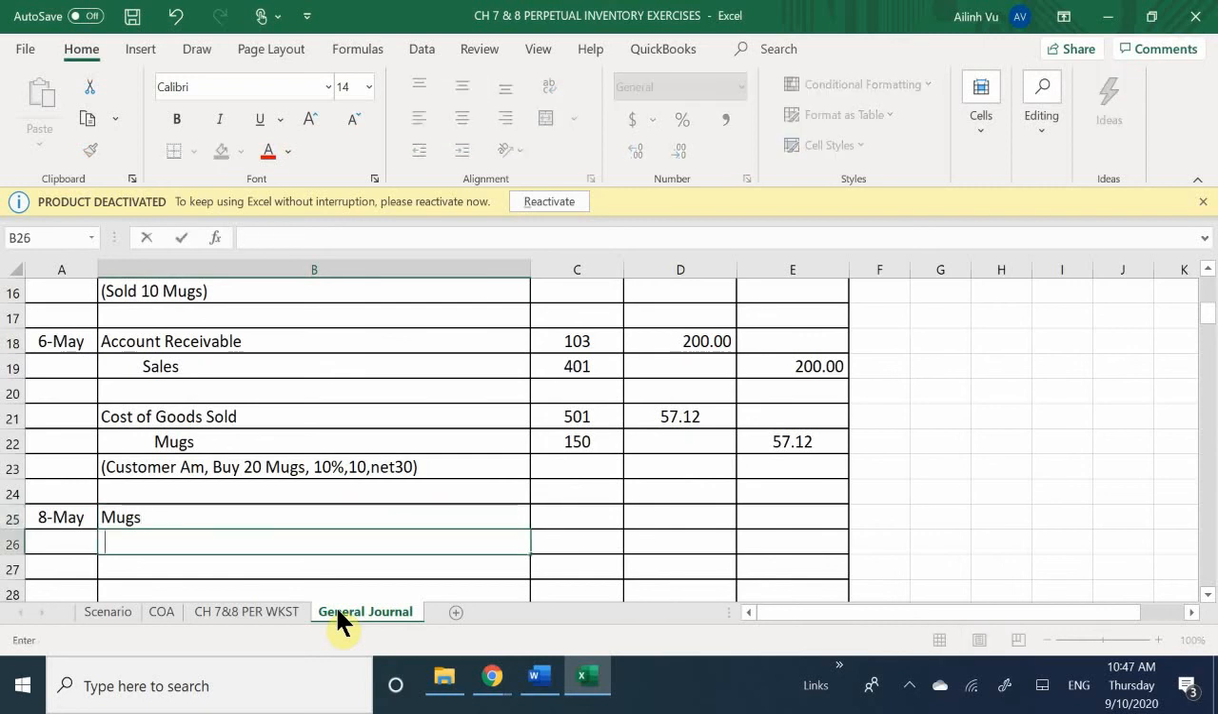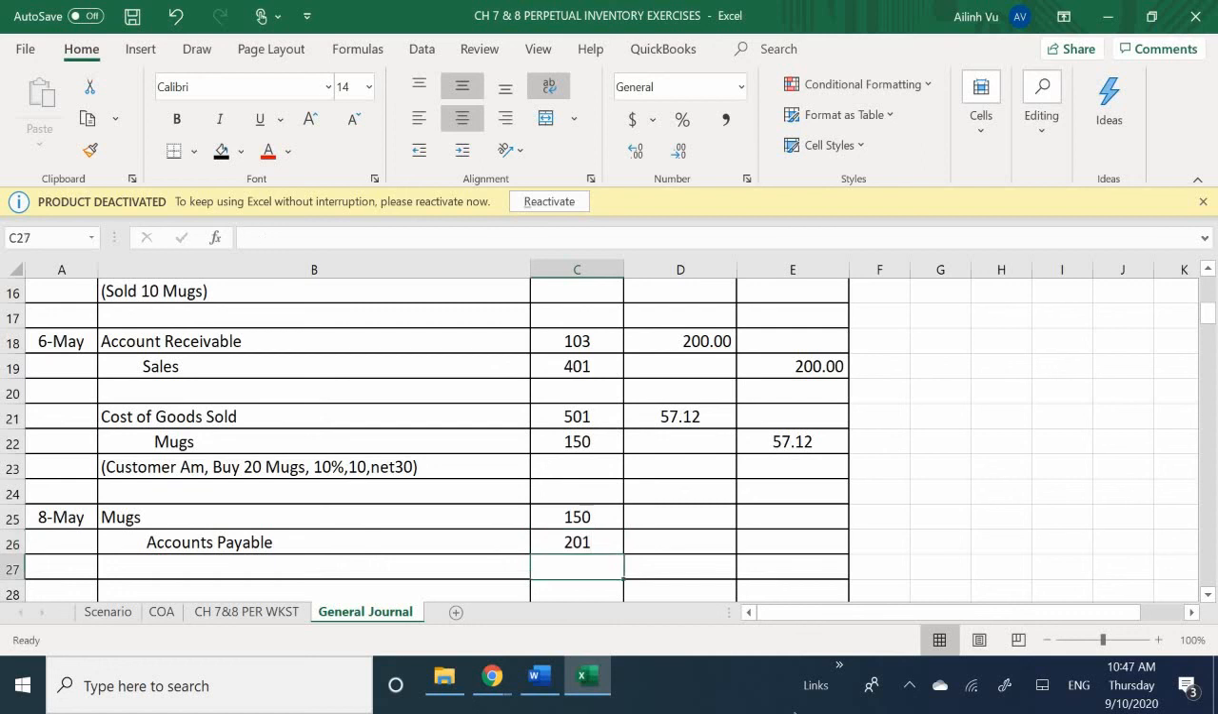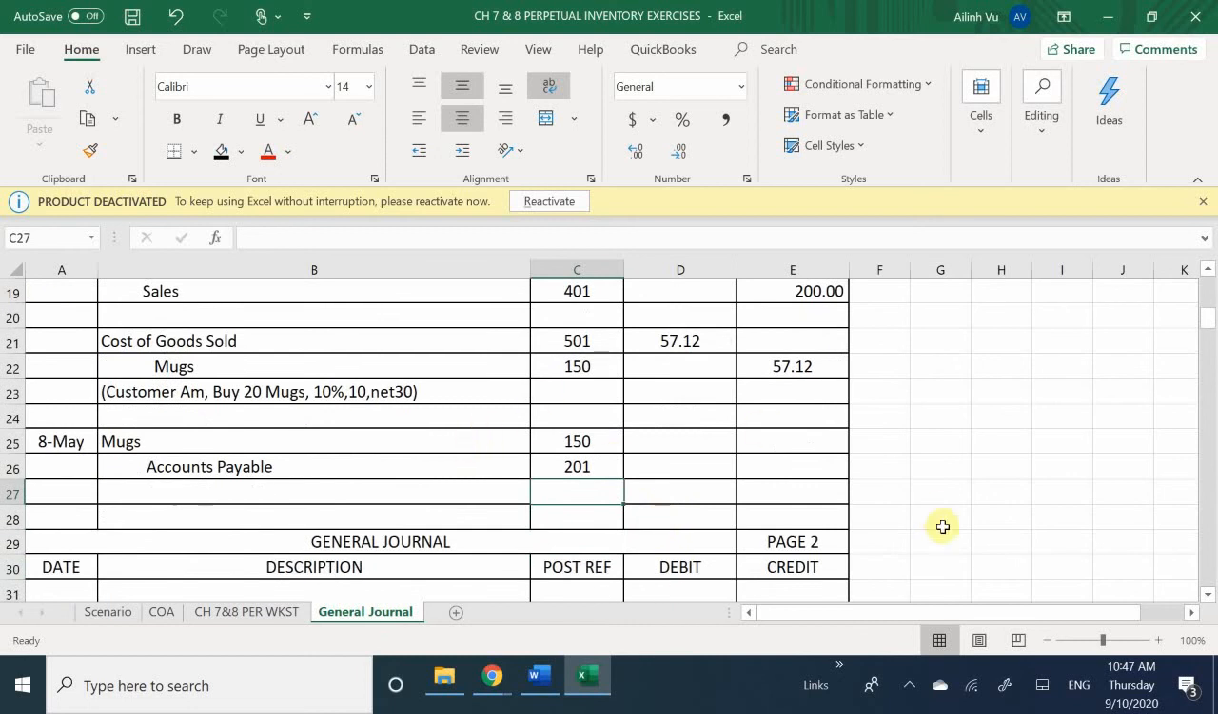All right, and then we indicate this is accounts payable. So our mugs is 150 and our accounts payable is going to be 201. Now, we're going to stop here because I don't want you to do the calculations twice. So we're going to go straight into our inventory worksheet.